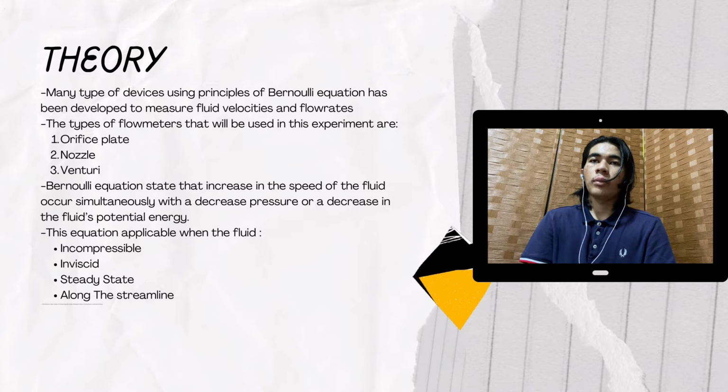This equation is applicable when the fluid is, first, incompressible, second, inviscid, third, steady state, and fourth, along the streamline. The operation of each is based on the physical principle whereby an increased velocity results in a decreased pressure.